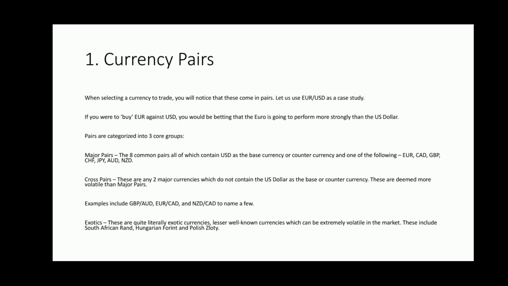Now, the exotic pairs, these are quite literally exotic currencies. It's lesser known currencies which can be extremely volatile in the market. So these include your South African rand, your Hungarian forint, and your Polish zloty. Did I say that right? Zloty. Yes, the zloty. So those are your exotic pairs. Literally what it means is what the word means, exotic.